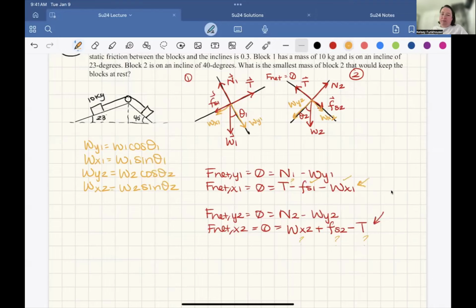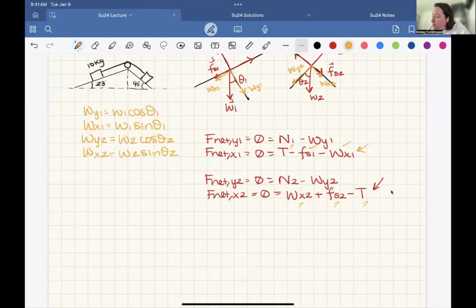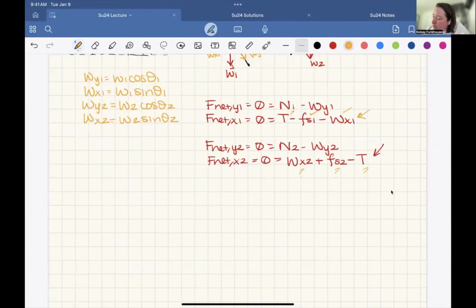2 unknowns, or what looks like 3, but really it's just the mass that we don't know, down to 1. So we're just going to solve both of these equations for the tension and set them equal to each other. That way the tension is out of there and we don't have to worry about it. So for the first one, we're going to add the friction and the weight to the other side. So we get tension equals the friction plus the weight, since we added them to this side.